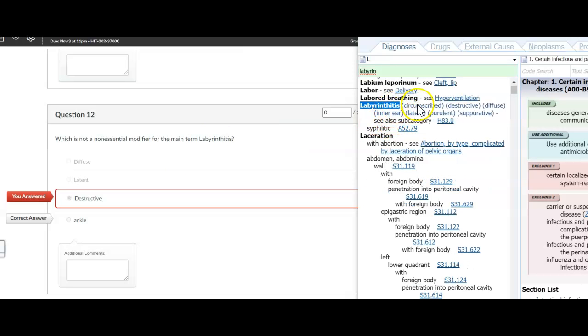Okay, so here we go. All of these are, we have destructive, okay? That is a non-essential modifier. It's in parentheses behind my main term. So destructive is there, diffuse is there, latent is there. The only thing that is not there is ankle. Ankle would have to be in parentheses for us to use it.